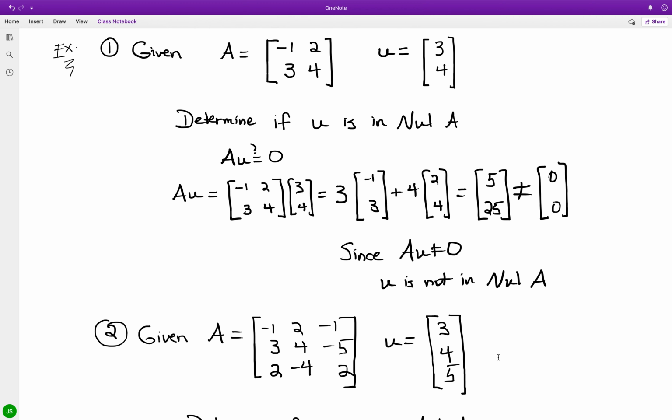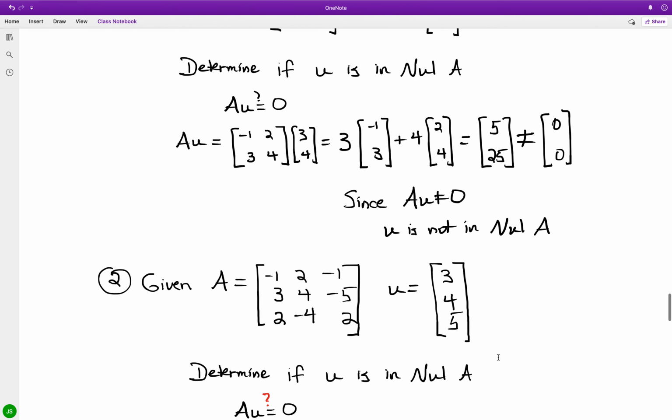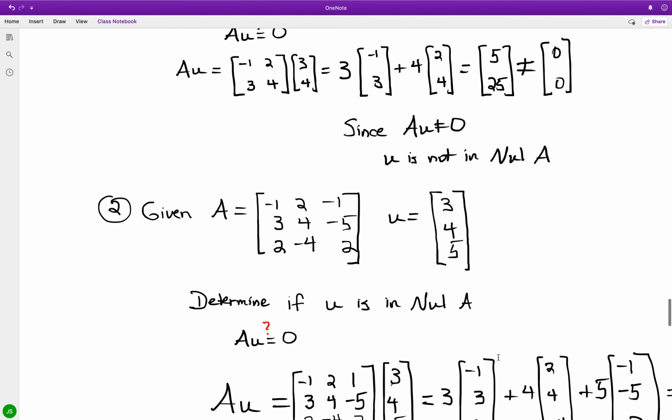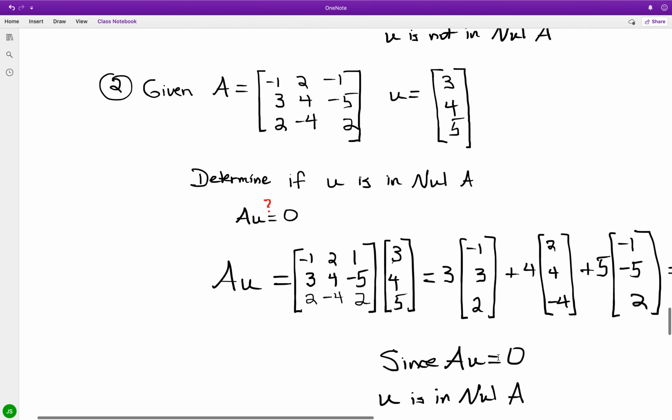And we had that u is equal to the vector which will consist of the elements 3, 4, and 5. Now again, if we are to determine whether u is in the null space of A, the product of A times u must be equal to 0.